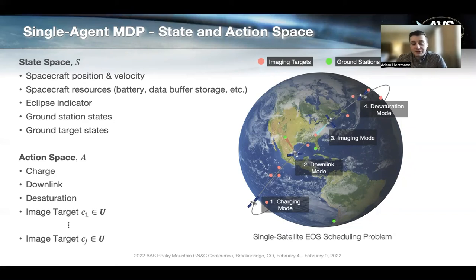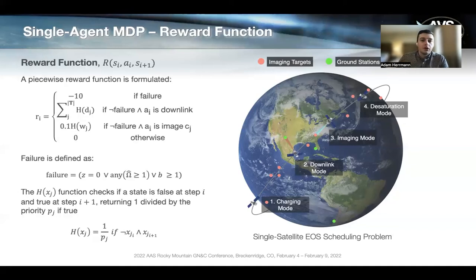In the action space, the first 3 really deal with managing these spacecraft resources: charge, downlink, and DSAT. And then the rest of the modes are imaging modes. The agent can image target 1 in U or target J in U, and there's an action for each target included in there. The reward function is formulated as a piecewise reward function.